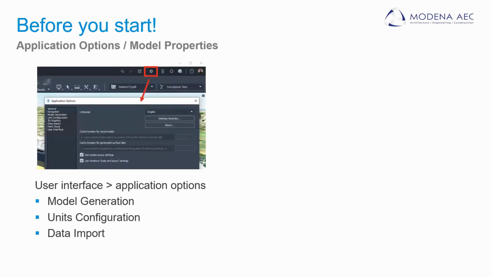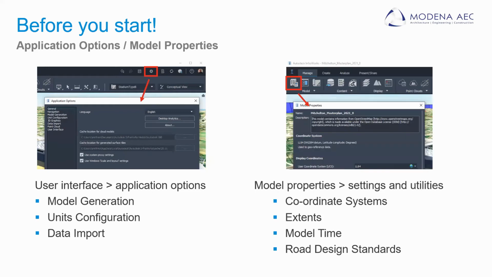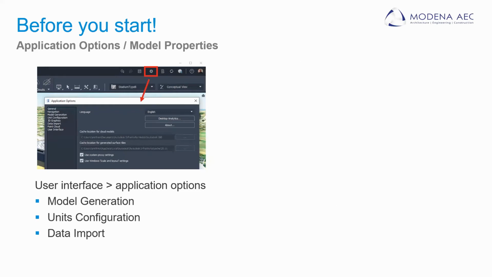Before you start, there are some important things to note once you have created your model. One is the application options, which affect all models that you open in Infraworks, so not only the model that's currently open, but all models. That is used to update the units, which will be governing all of your models, as well as your 3D graphics, the performance on which your machine runs, the way point clouds are generated, etc.